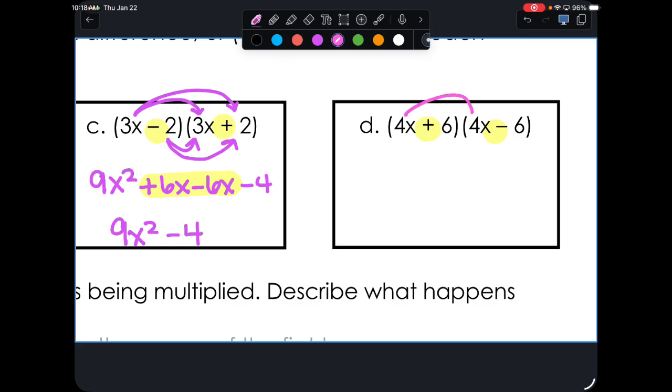So 4x times 4x. 16x squared. Oh, wait, just kidding, it's 6. Okay. 4x times negative 6. Negative 24x. So the next term will be positive 24x. And then negative 6 times positive 6. Negative 36. Combine the middle two. When you combine the middle two, they cancel out.